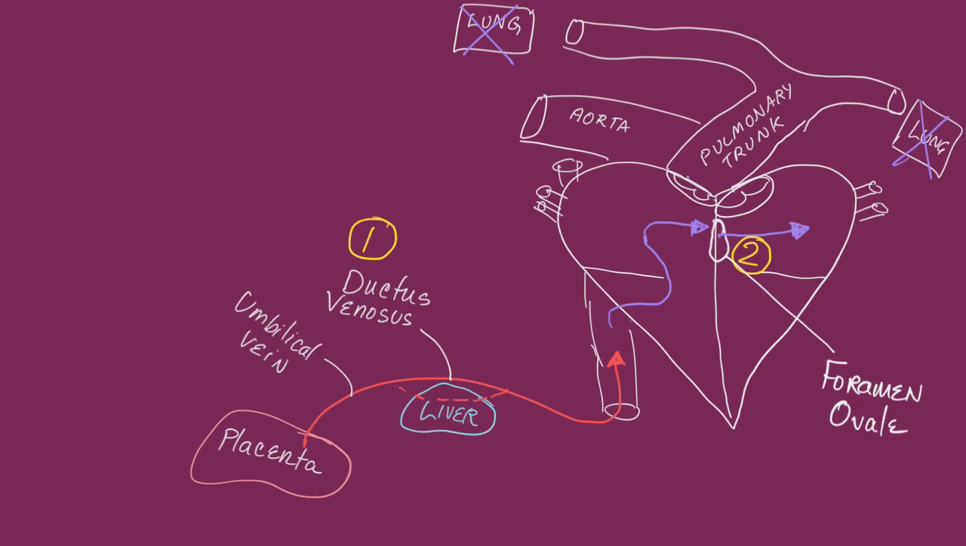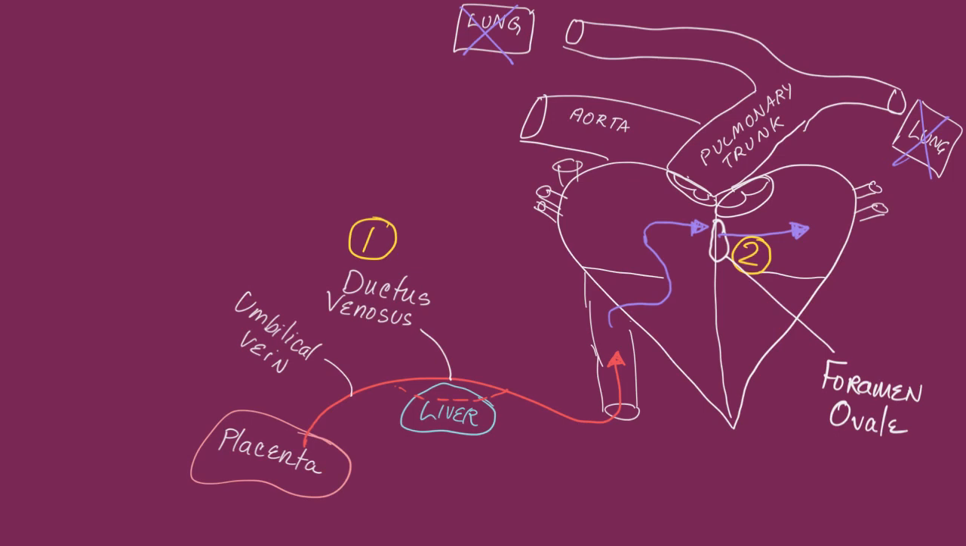This movement of blood from the right directly to the left atrium makes sense because the blood does not have to go through the pulmonary trunk and into the lungs that are not functional. So the foramen ovale is the second major modification of the fetal circulation. The foramen ovale closes around the time of birth.